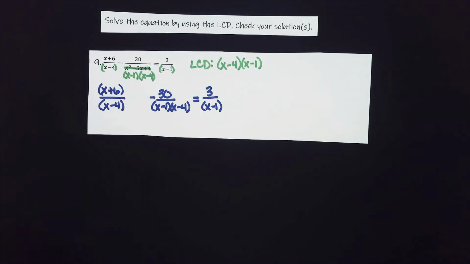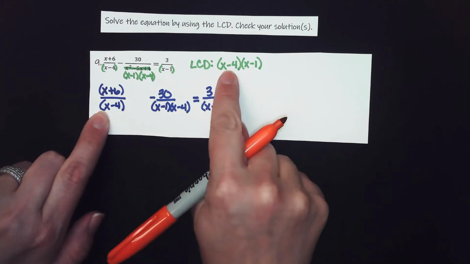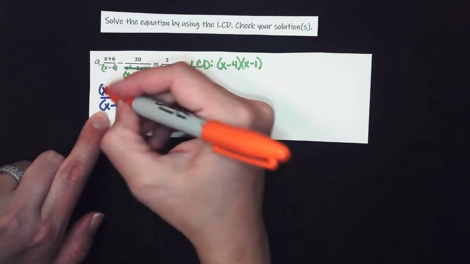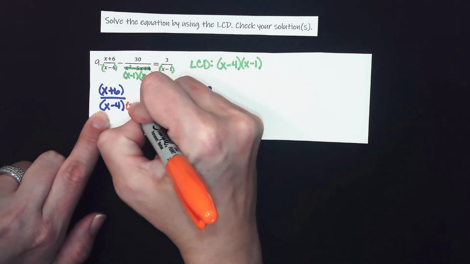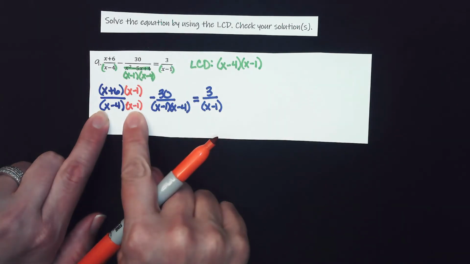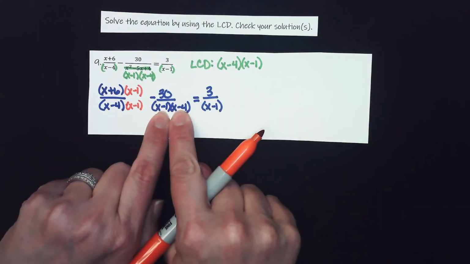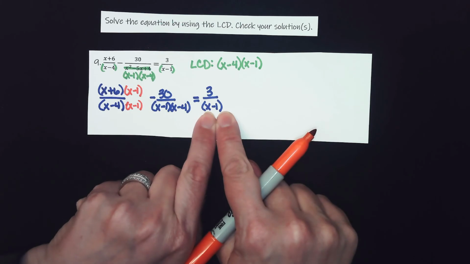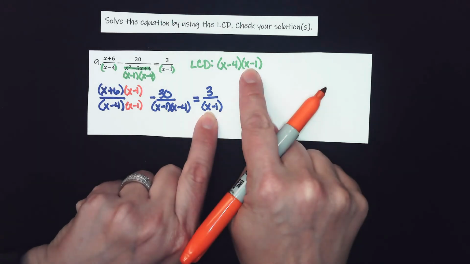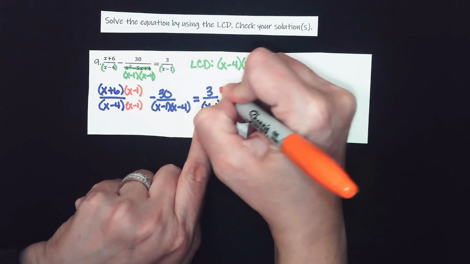Alright, so let's see what we're missing here. This first fraction has an x minus 4 in the denominator, but it needs the x minus 1. So I have to multiply by an x minus 1, but I have to do it to both the numerator and the denominator. This is my least common denominator, so I'm going to leave that fraction alone. This last fraction, the denominator has an x minus 1, but it needs the x minus 4. So I need to multiply by x minus 4.